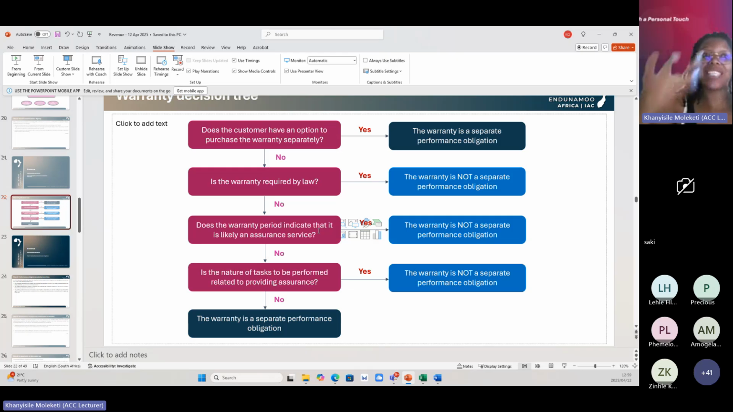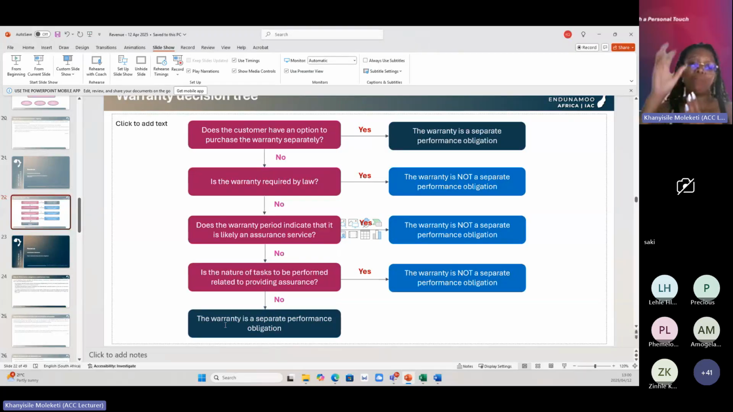Is it an assurance type warranty? So is it me guaranteeing that I'm betting on my product, it's going to be amazing? Trust me. If it's not amazing, I will fix it and give it back to you. Then it's not a separate PO. But if we get to a point that it is a separate PO, obviously we'll treat it in terms of IFRS 15, we'll have to allocate the transaction price and all of that wonderful stuff. If it's not a separate PO, you're correct.